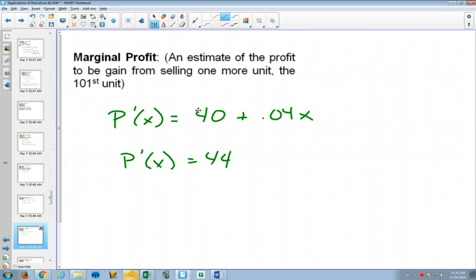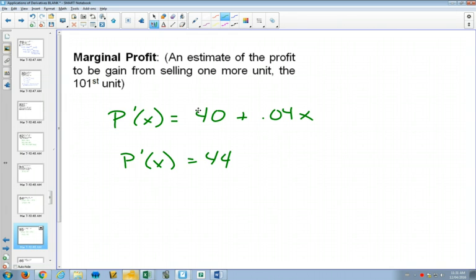Of course, these are just estimates. It's not a perfect answer, but it will come out to be very, very close. If you wanted to find the perfect answer, you could find how much profit you get from 100 of them by plugging 100 into your profit formula. Find out how much profit you get from 101 and plug that into your formula, and then subtract them. And that would be the actual marginal profit, the actual amount that you're going to make from selling one more.